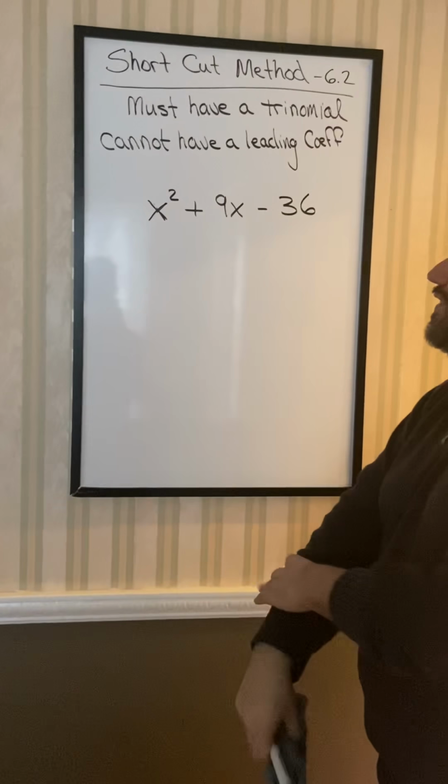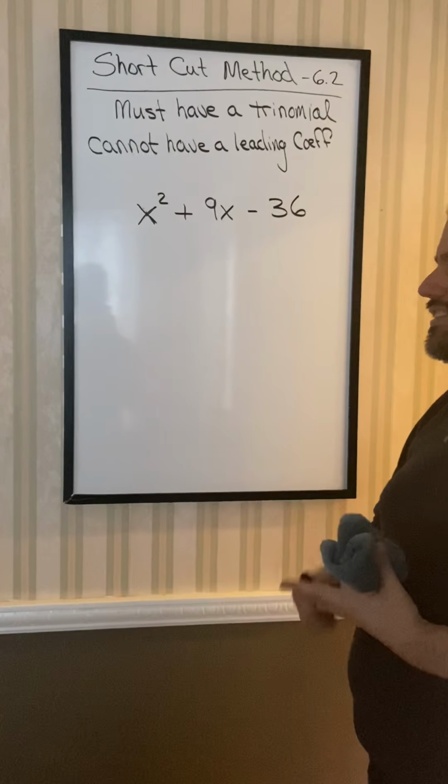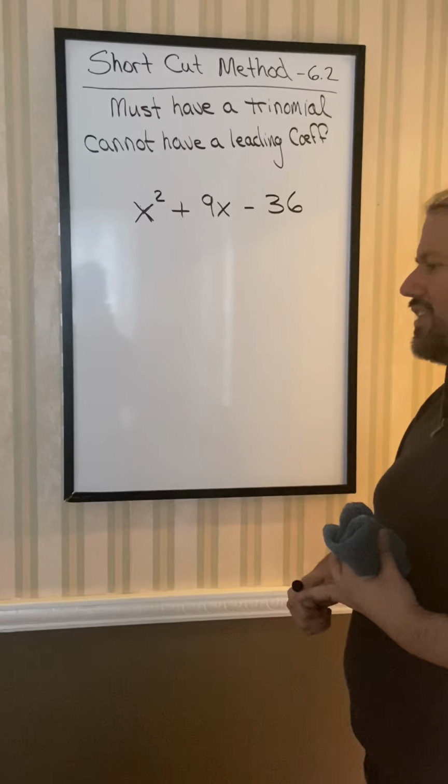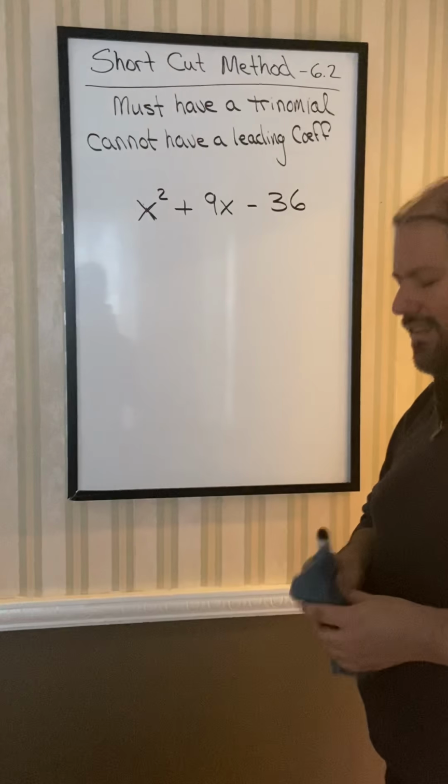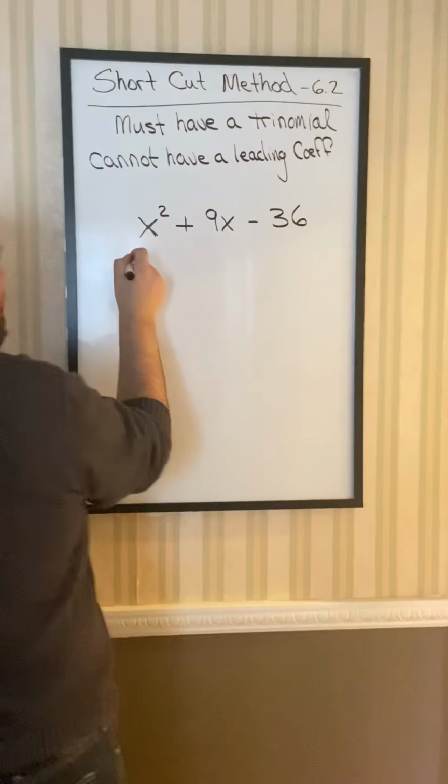So I have x squared plus 9x minus 36. We already said no GCF, definitely shortcut. So step 1, setup. So let me draw my 2 sets of parentheses.